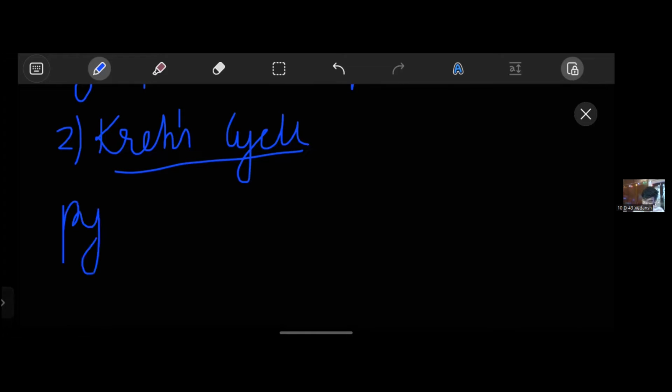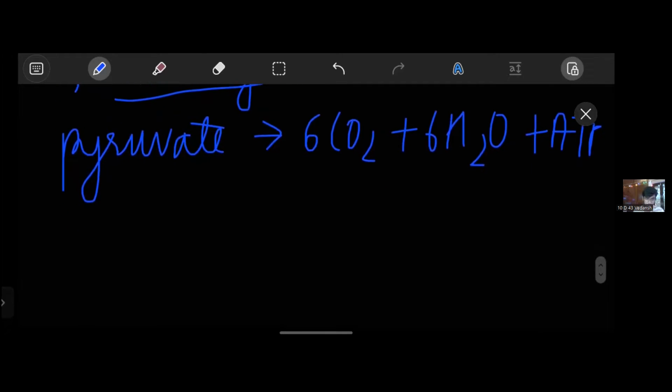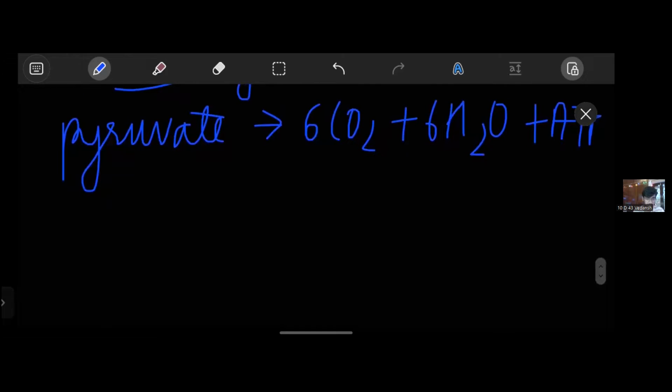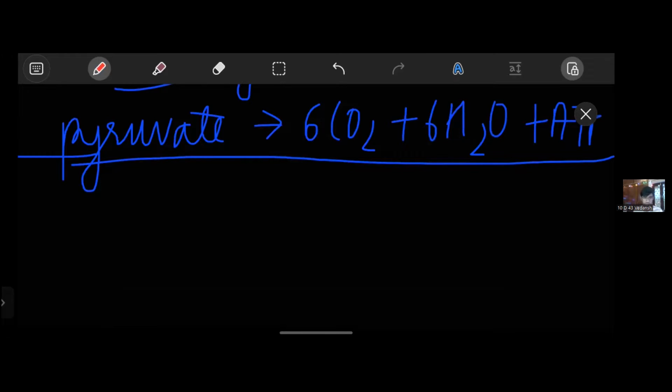So pyruvate here breaks down into 6CO2 plus 6H2O plus ATP. Now, this happens due to a particular enzyme. Yeah, there is a particular enzyme, which I'll not tell you the name because it is not in your syllabus. Again, if you want the name, I can just text you, because I want this session to be short and concise. So, let's just aim for that.